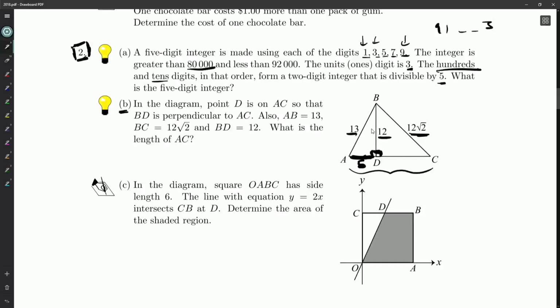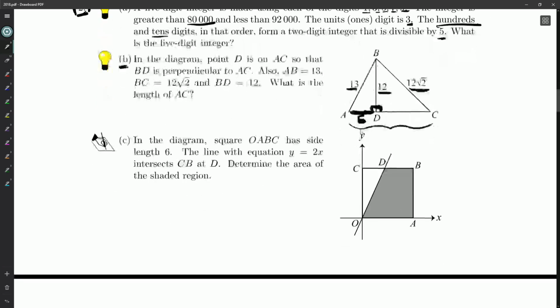You don't have to show your work to get full marks. You just need the right answers. Misspoke there. Okay. So now 2C. What have we got for 2C?